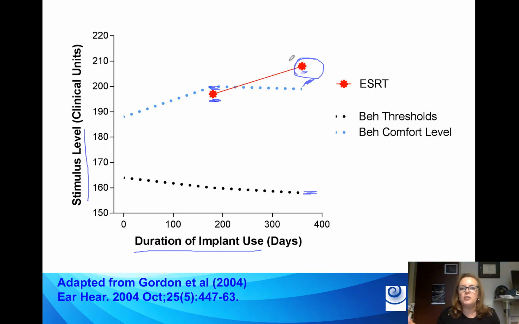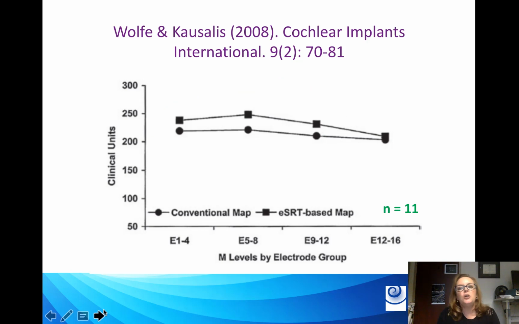But once we get those measures, we don't necessarily even have to be concerned with where these responses are over time, and I'm going to show you what I mean by that in a moment. What you're looking at here is data from a paper by Jace, Wolf, and Casales from 2008. They looked at clinical units on the y-axis as a function of the different AB devices, so different groupings of electrodes: E1 through 4, 5 through 6, 9 through 12, and 12 through 16.